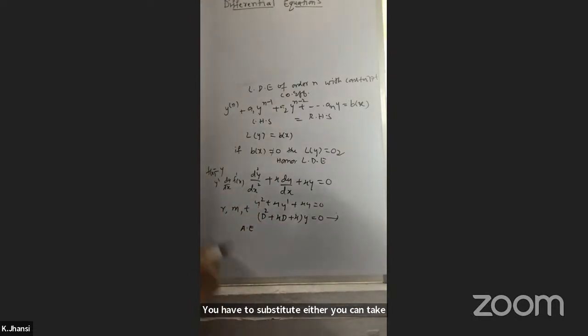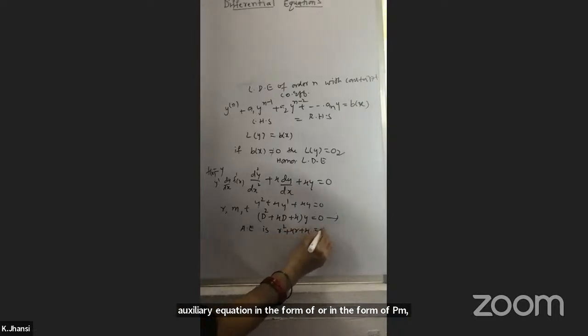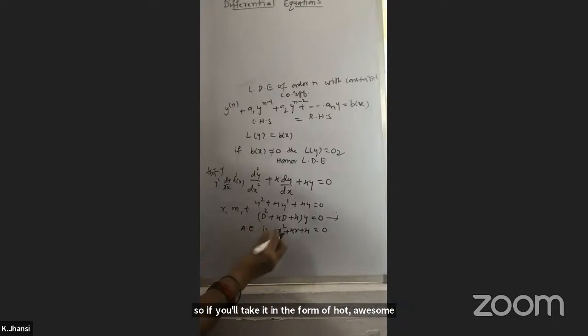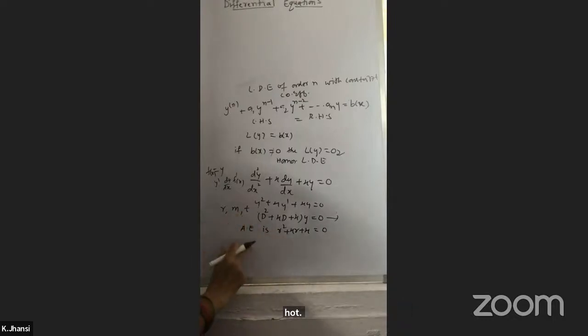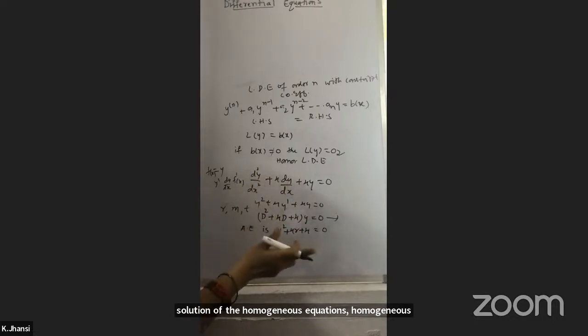But in the textbook, mostly R and M they are using. So either you can take the auxiliary equation in the form of R or in the form of M. If you take it in the form of R square plus 4R plus 4 equals 0, I am telling the procedure for finding the general solution of homogeneous linear differential equations.